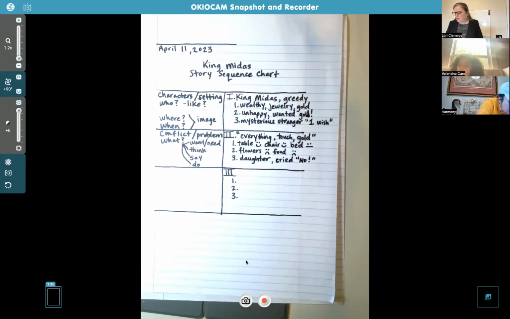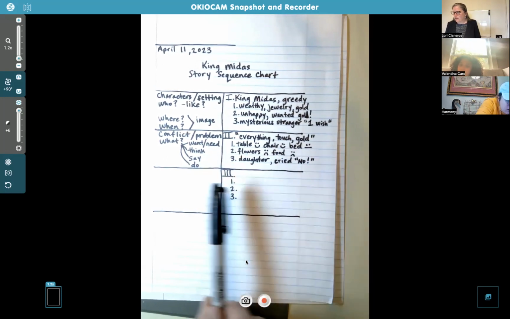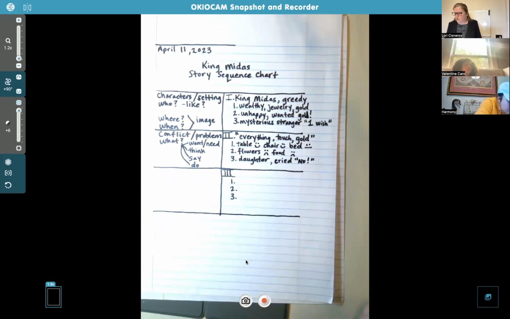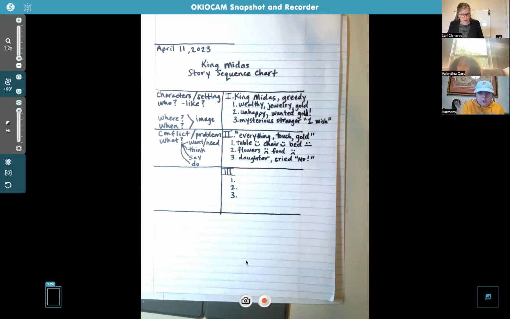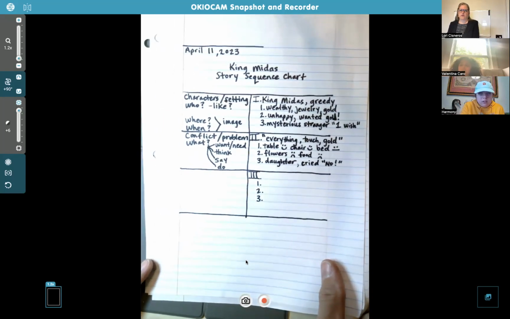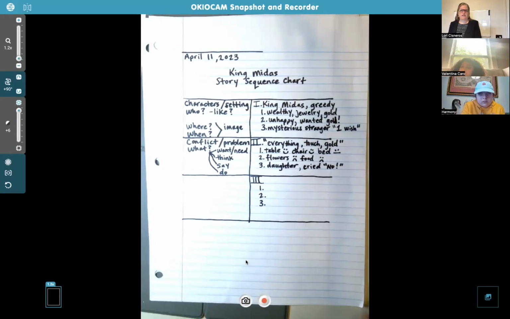So that's his problem. These are all the things that he wanted. He wanted everything to be gold. He was thinking it would be nice that everything was gold. And then he started wishing for these things. And then his daughter turned to gold. And that was the worst, like I said. So go ahead and finish writing. Daughter cried no. And it wasn't the daughter that cried no, it was King Midas that cried no when he saw his daughter turn into gold. He's like, no, I take it back. I don't want that anymore.